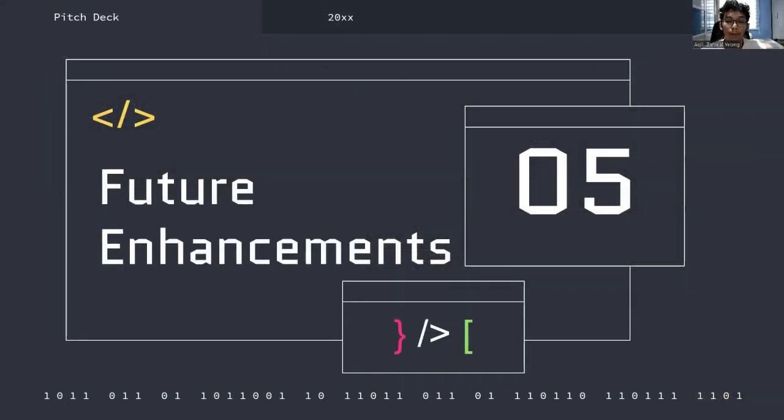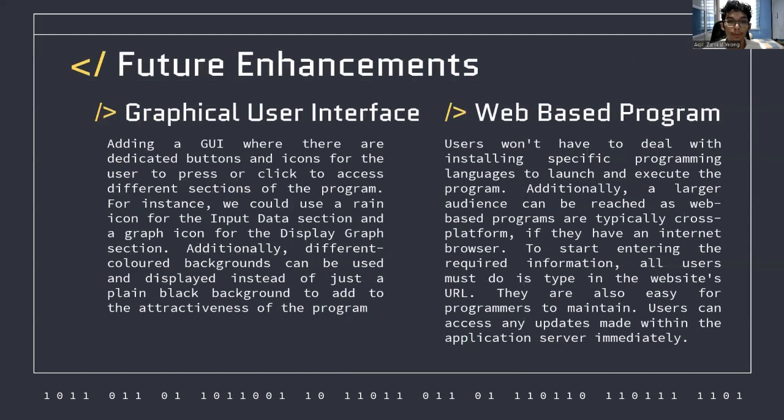Hi sir, I'm Aqil and I'll be going through our future enhancements for the program. So the first one is to add GUIs where there are icons and buttons for users to press to access different sections of the program. So we can add a rain icon for users to click to access the input data section and a graph icon to access the display graph section. And we can also add different color backgrounds instead of a black background.